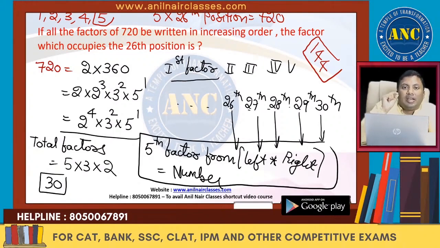Very, very good question. If the factors are written in ascending order, fifth factor from the left into fifth factor from the right is nothing but the number itself. Please write down. The beautiful way of looking at this question is that the 26th factor is the fifth factor from the right. To get it, list the fifth factor from the left and divide 720 by that number, and you will get this answer. Another beautiful question. I hope the logic is clear.